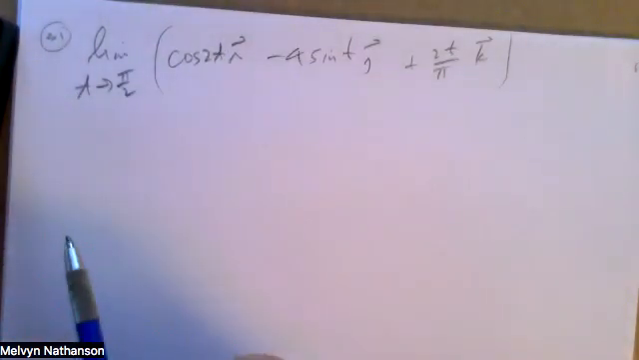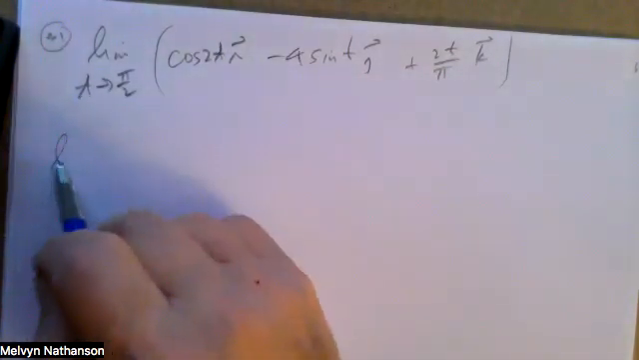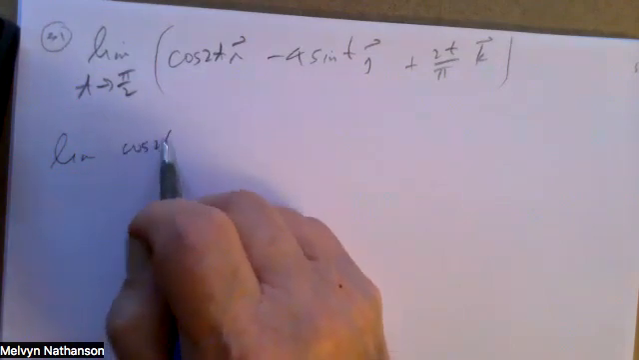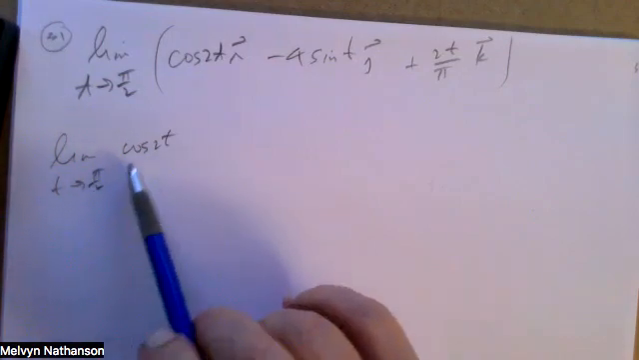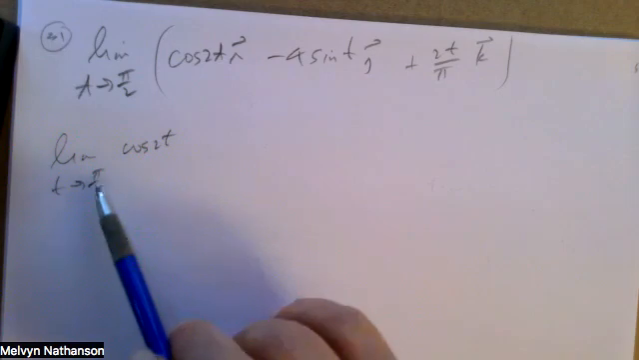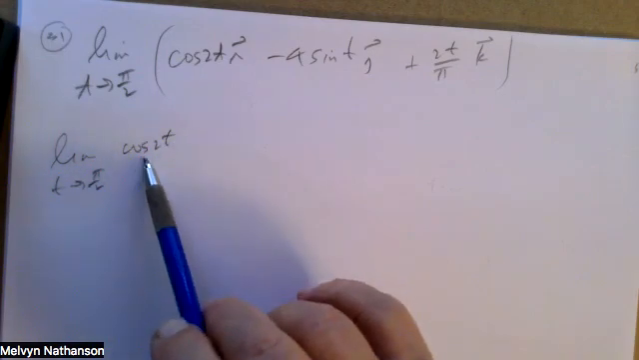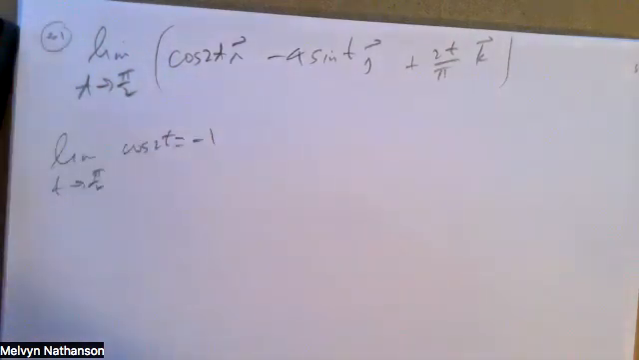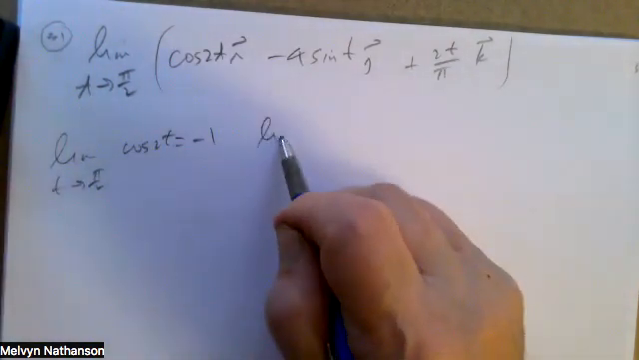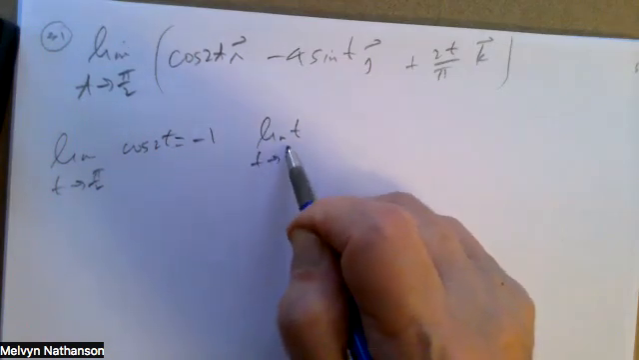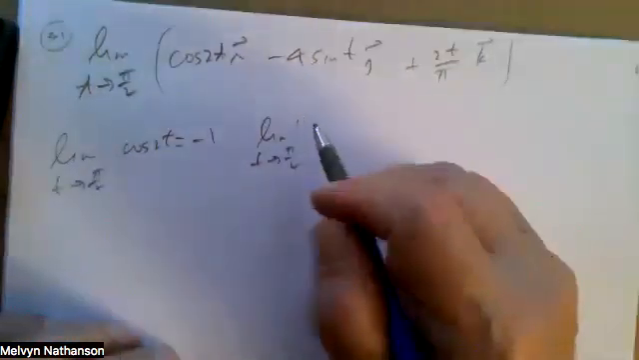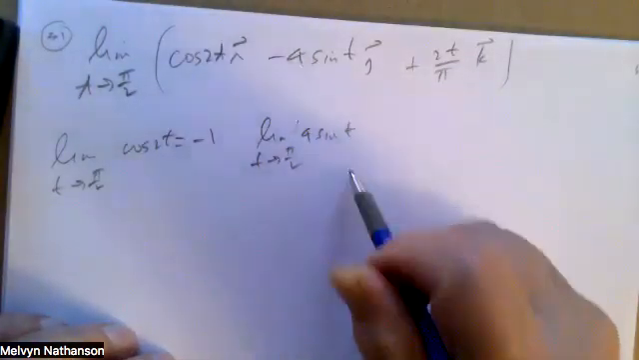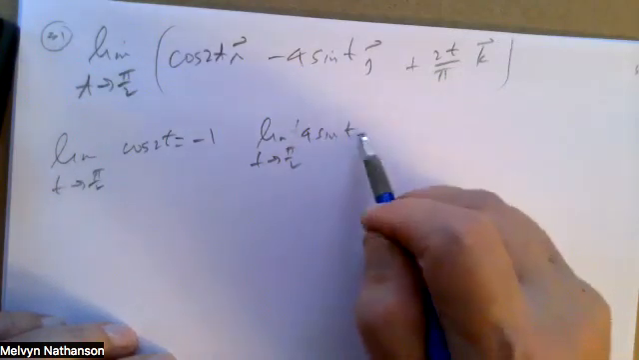So the way you take the limit of a vector valued function is to take the limits of the coordinate functions. So the limit of cosine 2t as t goes to pi over 2: as t goes to pi over 2, 2t goes to pi, and cosine pi is minus 1. The limit as t goes to pi over 2 of 4 sine t: sine of pi over 2 is 1, 4 times 1 is 4.